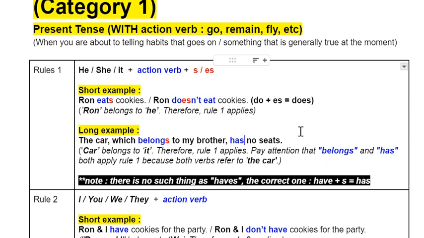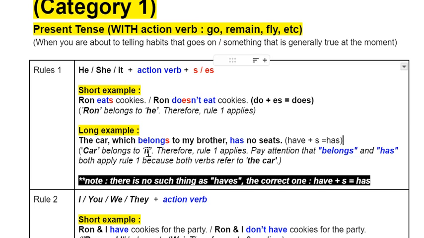So for your information, again, here have is an action verb, plus s equals has. I typed it here to make it clear. So here, have plus s equals has. That's why the car belongs, right? There's only one car, so we can say it is it.